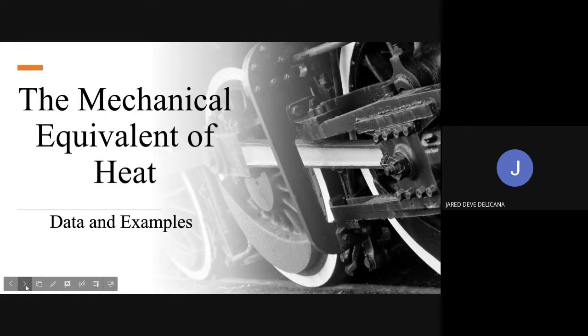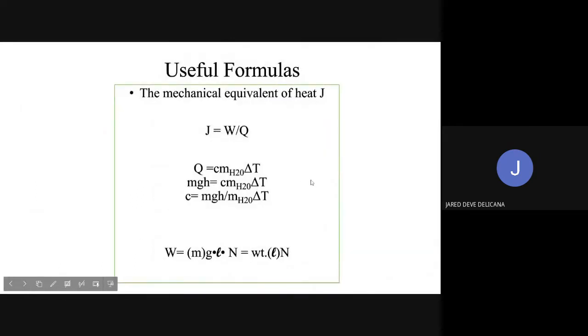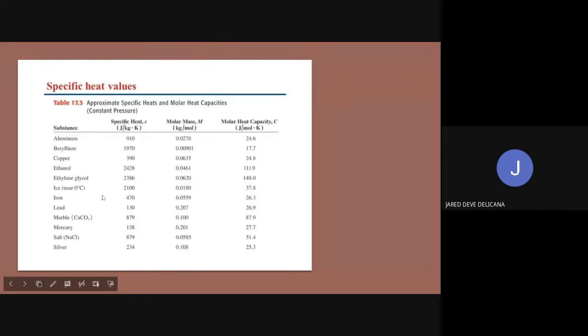This is still about the mechanical equivalent of heat, but now we're going to talk about data handling and some of its examples. These are the usual formulas that we will use in our lecture. The mechanical equivalent of heat J, Q, and then we have C and W. This is very important for you to remember for this lecture. And we also have this as a guide. This is actually what we are trying to solve in our experiment. So I just put it here as a guide: the specific heat values, approximate specific heat, and molar heat capacity, that are being scaled in different measures.